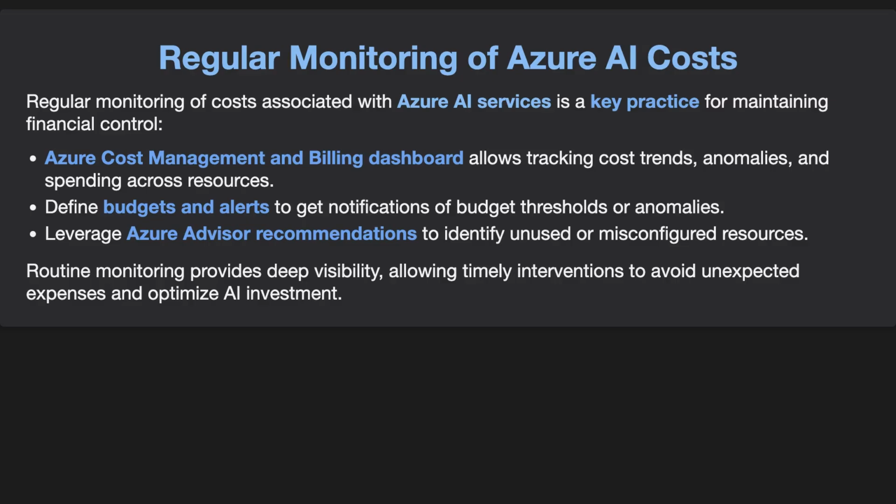Regular monitoring of costs associated with Azure AI services is a key practice for maintaining financial control. Azure Cost Management and Billing Dashboard allows tracking cost trends, anomalies, and spending across resources. Define budgets and alerts to get notifications of budget thresholds or anomalies. Leverage Azure Advisor recommendations to identify unused or misconfigured resources. Routine monitoring provides deep visibility, allowing timely interventions to avoid unexpected expenses and optimize AI investment.